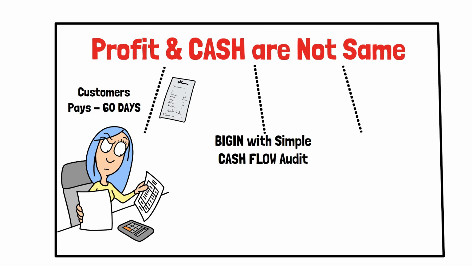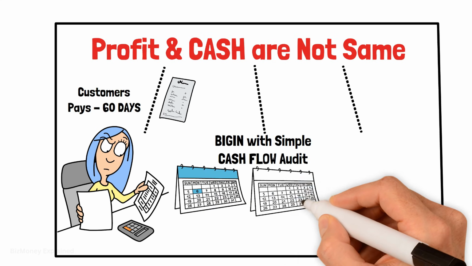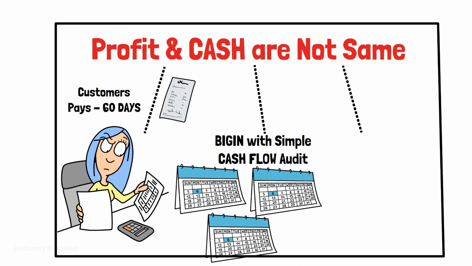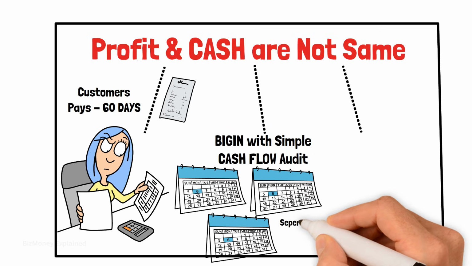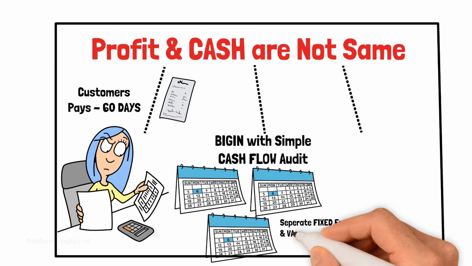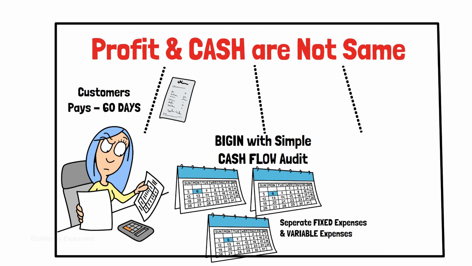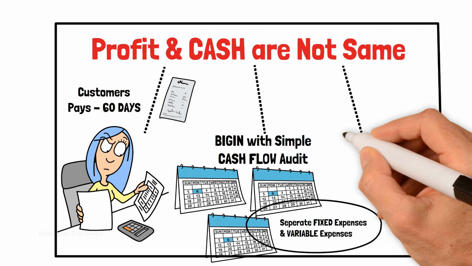So begin with a simple cash flow audit. Review the last 3 months and list every source of cash coming in and every payment going out. Separate fixed expenses like rent, insurance, and salaries from variable expenses like materials, shipping, and marketing. This clarity alone often reveals the real problem.